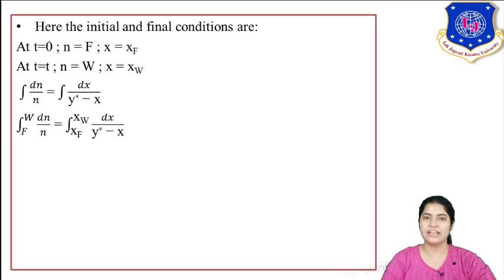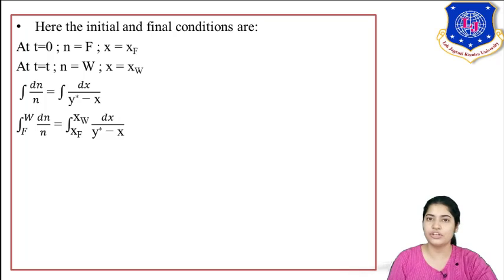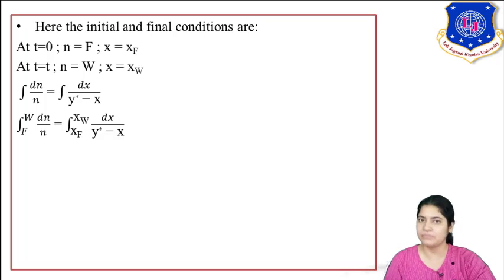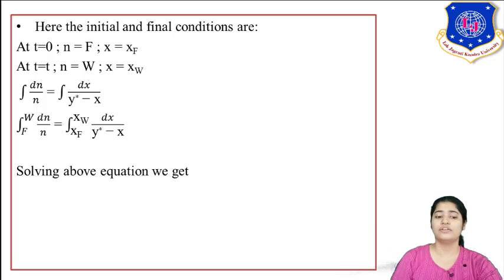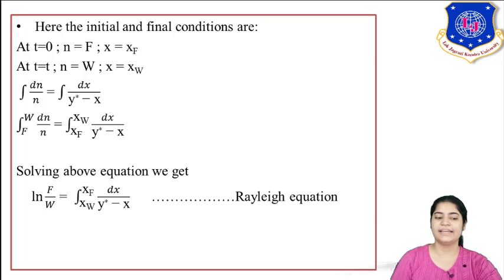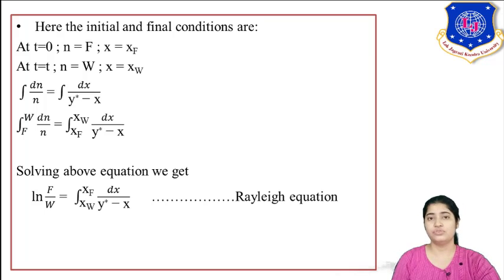So I am applying the limit, okay. F is what? Your initial amount, at starting, at T equal to 0. And at any time T, the remaining liquid is what? That is your W. So similarly, for the mole fraction, I am taking the limit XF to XW. Now solving the above equation, I get the Rayleigh equation. You have to remember the Rayleigh equation by heart.